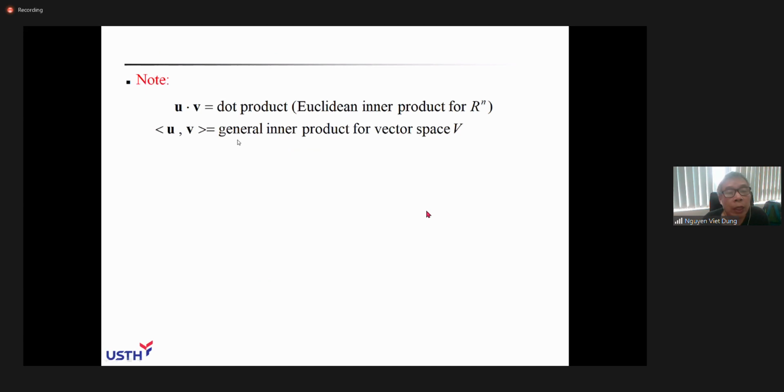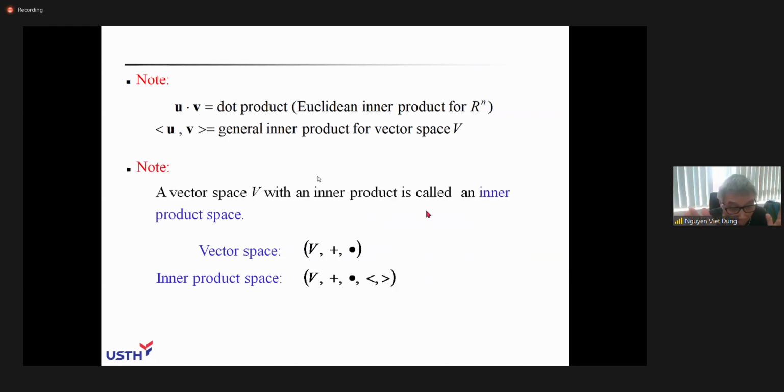Now, we can see in n space we have the notion of dot product. We call it the Euclidean inner product for n space. However, the official name for that is the dot product. And also for any vector space, the general inner product will be denoted by U, V between angle brackets like that. That is something about the notation.